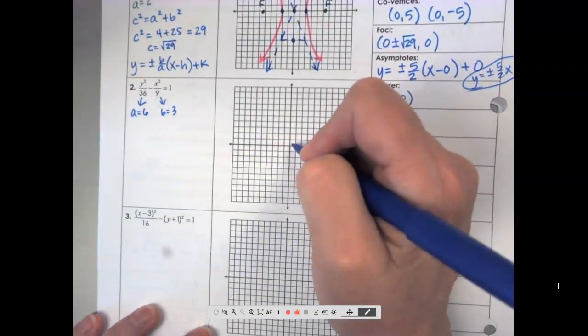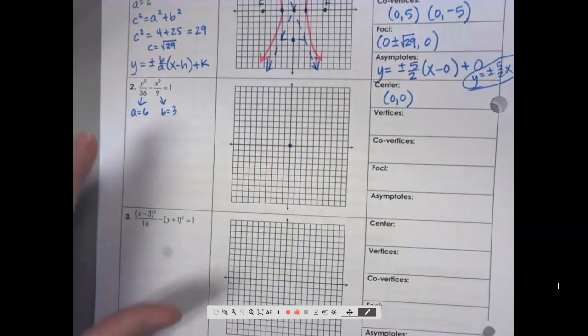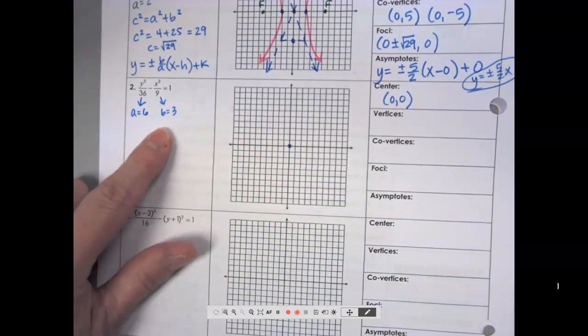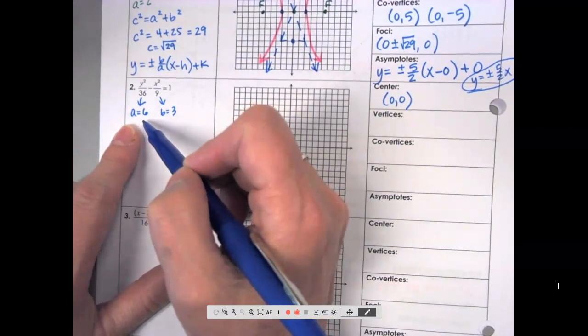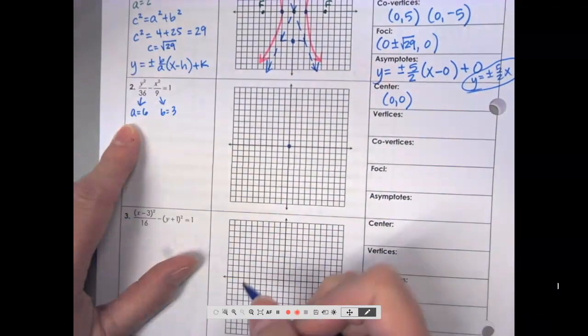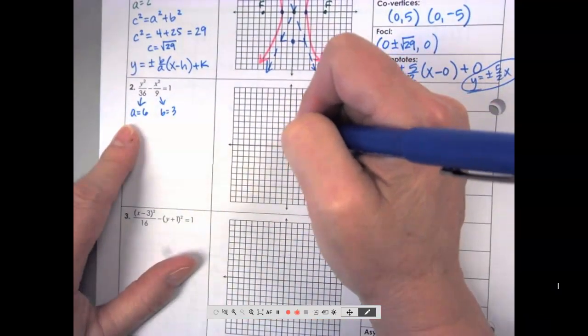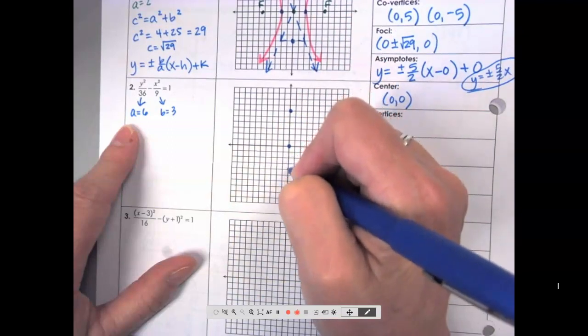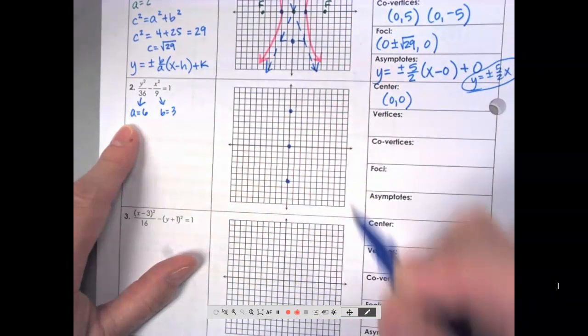Okay, plot the center point. Go out A, go out B in your two directions. Will I go right, left, or up, down 6? Up, down, because it's under the y. 1, 2, 3, 4, 5, 6. 1, 2, 3, 4, 5, 6.